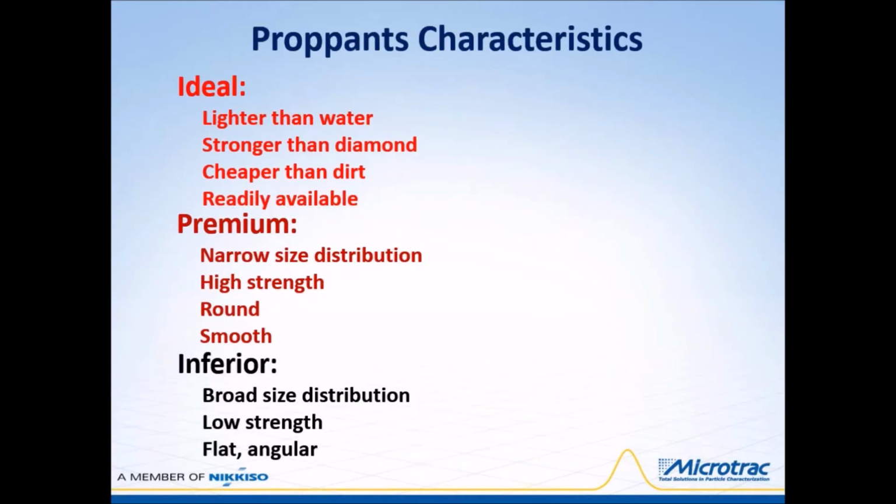Proppant characteristics. Ideally, proppants would be lighter than water, stronger than diamond, cheaper than dirt, and readily available, which of course they are not. Realistically, premium proppants do exist and would have a narrow size distribution, high strength, and be round and smooth. And inferior proppants with broad size distributions, low strength, and flat and angular in shape should be avoided.